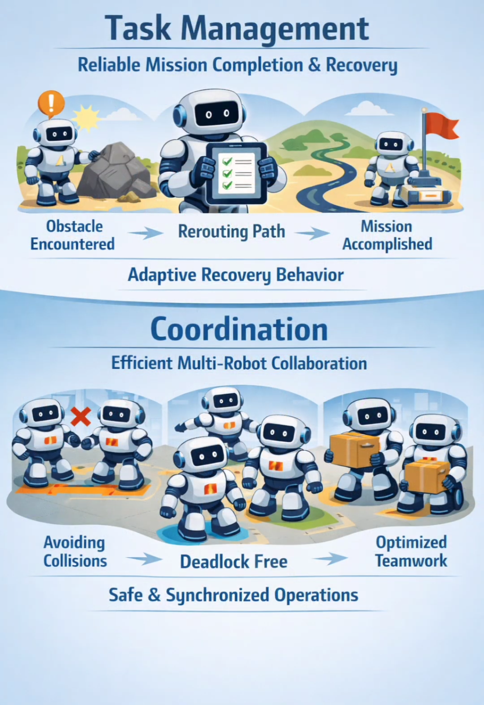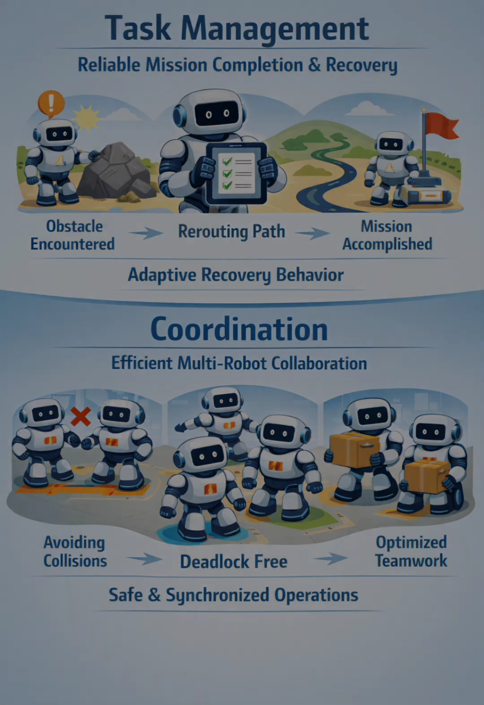So task management ensures the robot completes a mission reliably with recovery behavior, and coordination ensures multiple robots work together without collisions, deadlocks, or wasted effort.